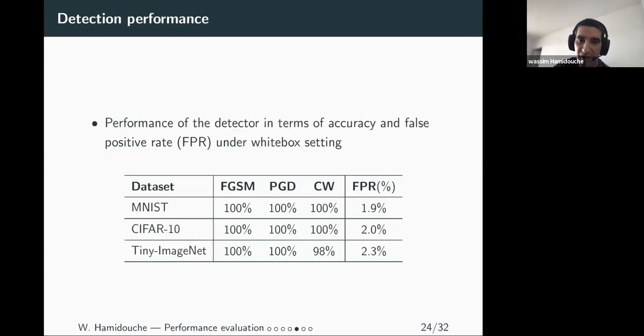So first, we try to evaluate the performance of the detector itself. How can we evaluate the performance of the detector? What do we need? Of course, detection accuracy, but also we need a very low false positive rate, because it's important to detect clean images as clean. So we need a very high accuracy, to detect adversarial examples as adversarial, but we also need to detect clean images as clean, and this is evaluated with the false positive rate. And in this table, I give here the accuracy for the 3 datasets, MNIST, CIFAR-10, and Tiny-ImageNet, and 3 attacks, FGSM, PGD, and CW. And here we give the false positive rate.